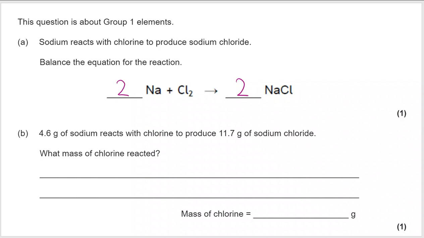For part B, 4.6 grams of sodium reacts with chlorine to produce 11.7 grams of sodium chloride. What mass of chlorine reacted? For this, you need to remember the law of conservation of mass, that the total mass of reactants is equal to the total mass of products. So if I know I made 11.7 grams of sodium chloride, I can subtract the 4.6 grams of sodium, giving me a mass of 6.1 grams.